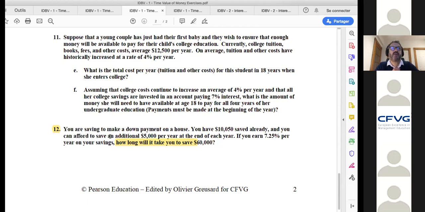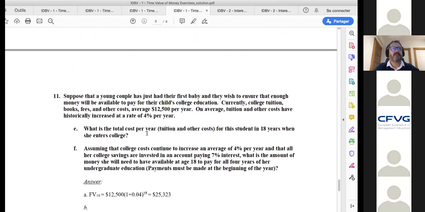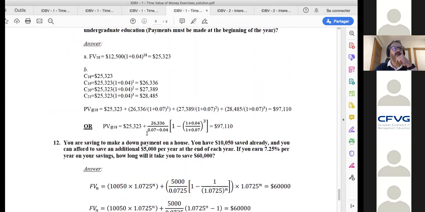So you are saving to make a down payment on a house. You already have 10,050 saved, at year 0, and you can afford to save an additional 5,000 per year at the end of each year. If you earn a 7.25% rate, how long will it take you to save $60,000? What you need to calculate here is, so it's exercise number 12.